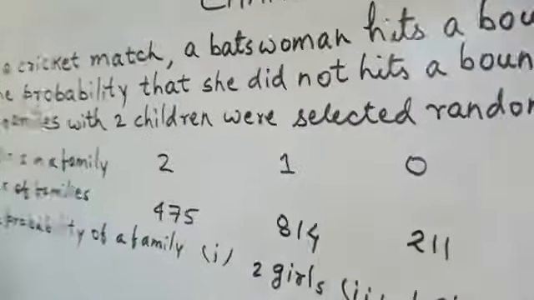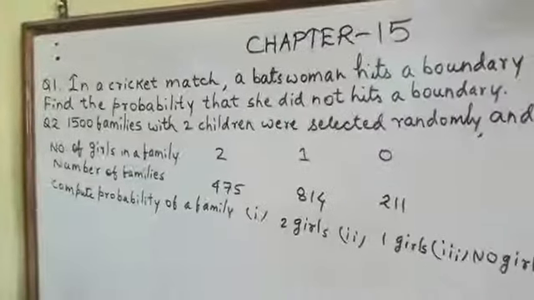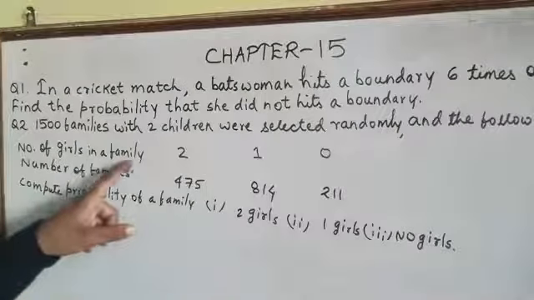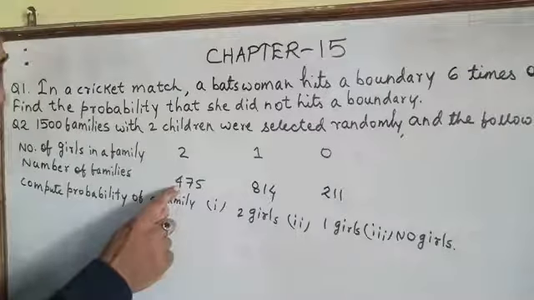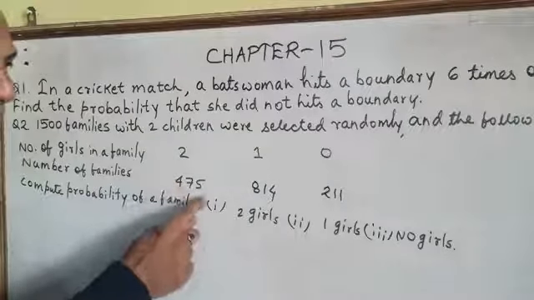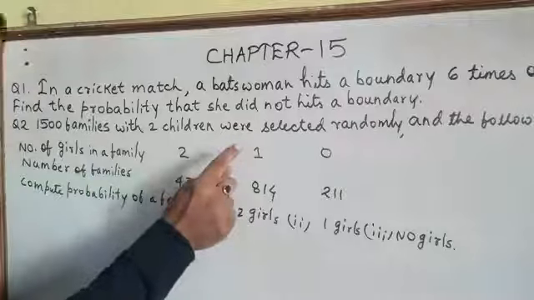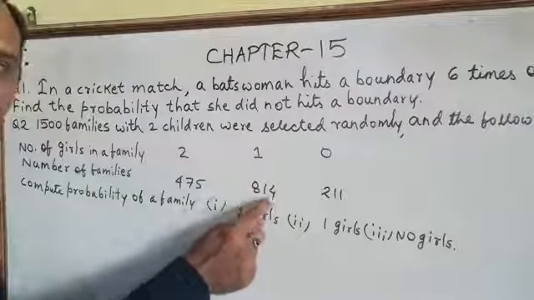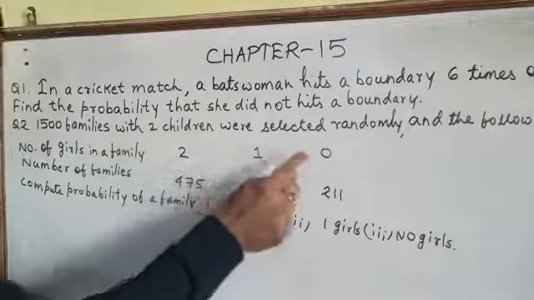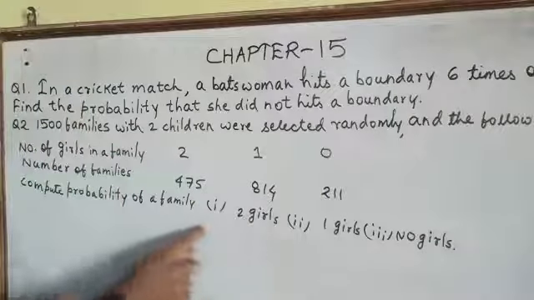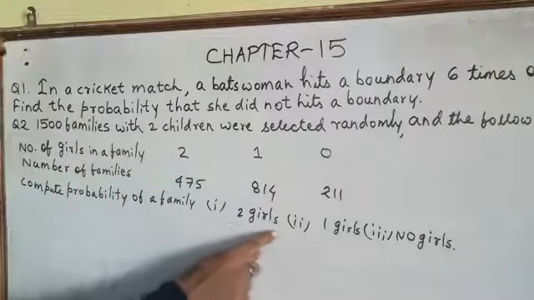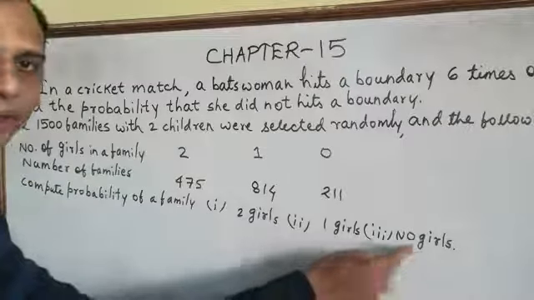So here we have the number of girls in a family. If the number of girls is 2, such families are 475. If the number of girls is 1, such families are 814. If the number of girls is 0, such families are 211. Now we have to find the probability of families with 2 girls, 1 girl and no girls.